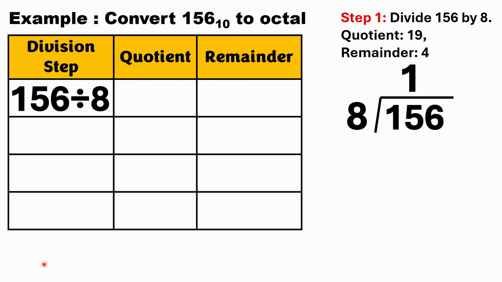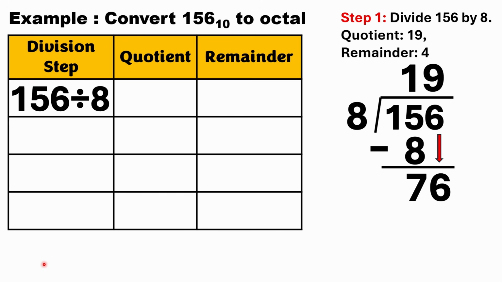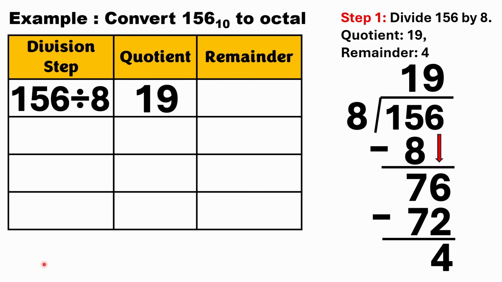Then 15 divided by 8 is 1. 1 times 8 is 8. Then 15 minus 8 is 7. Then we bring down 6. So, we have now 76. Then 76 divided by 8 equals 9. Then 9 times 8 equals 72. So 76 minus 72 equals 4. Therefore, our quotient is 19 and the remainder is 4.